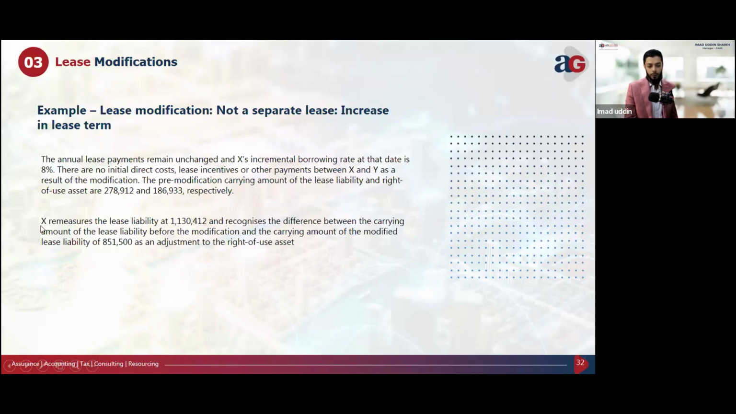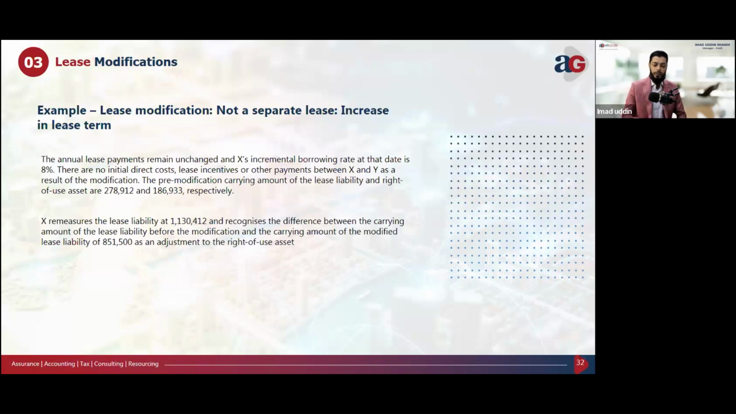But now we want to remeasure the lease liability to 1.13 million. So we have a difference of 851,000 in the lease liability, right? And this difference should increase both the lease liability and the right of use asset. So the right of use asset would be debited by 851,000 and the lease liability would be credited by 851,000. So it's a very simple adjustment to both of these assets and liabilities in case of modification.